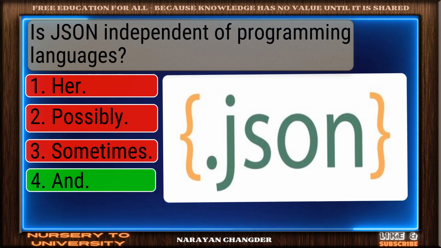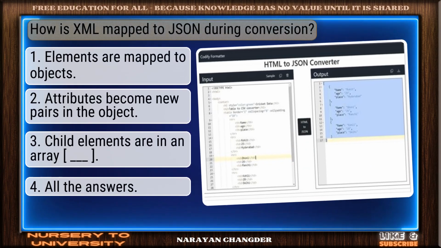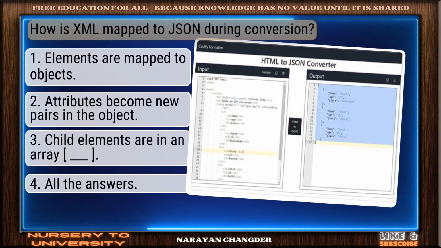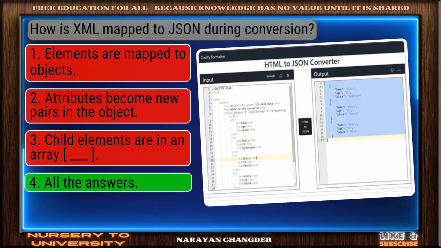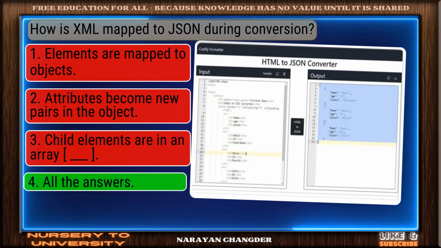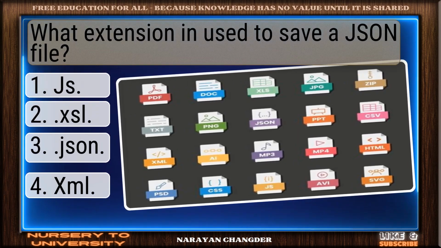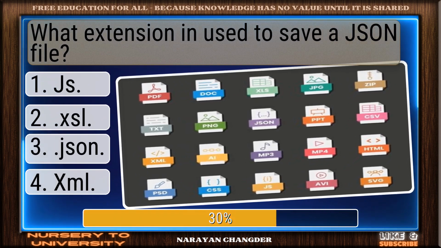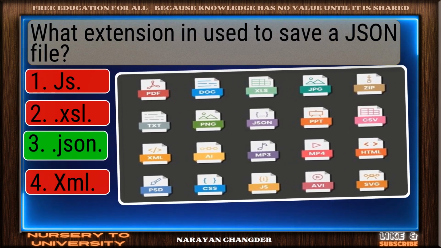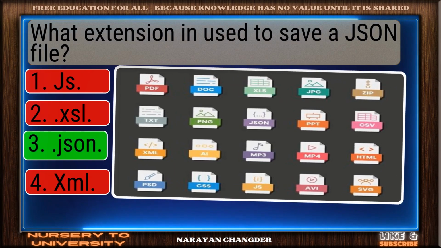Sharp thinking. Yes is the right choice. Question number 45. How is XML mapped to JSON during conversion? Nice selection. All the answers is the correct and valid answer. Question number 46. What extension is used to save a JSON file? Smart pick. .json is the correct choice.